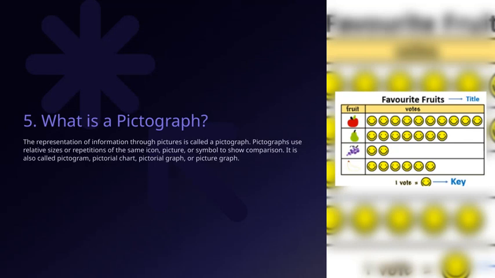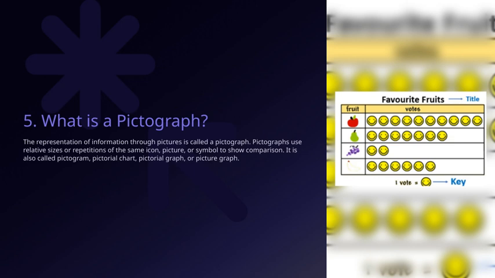So let's talk about what a pictograph actually is. A pictograph is a way of representing information using pictures. Instead of just numbers or words, we use images to make the data more visual and easier to understand. The key idea here is that pictographs use the size or the number of repetitions of the same icon, picture, or symbol to show comparisons. For example, if one group has more icons than another, it indicates a larger quantity.